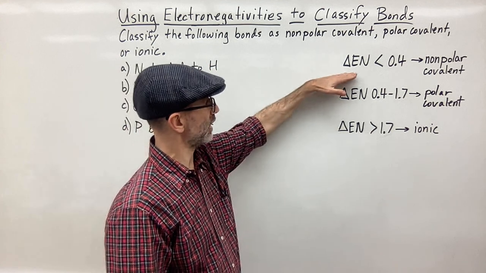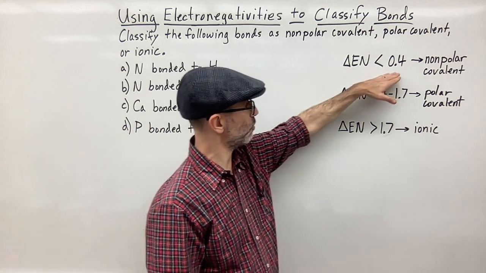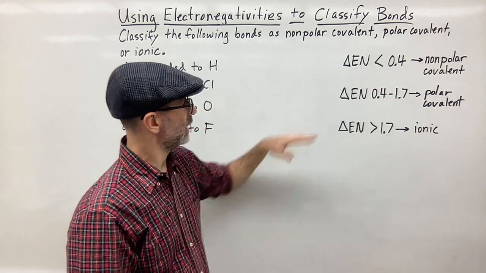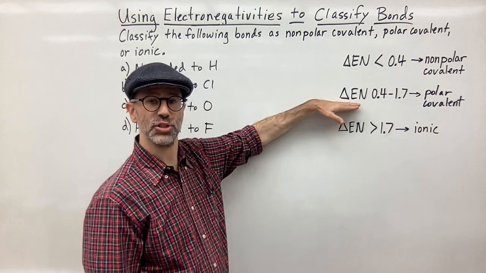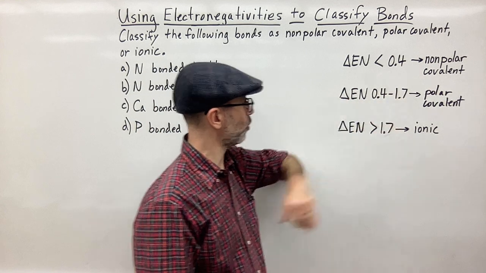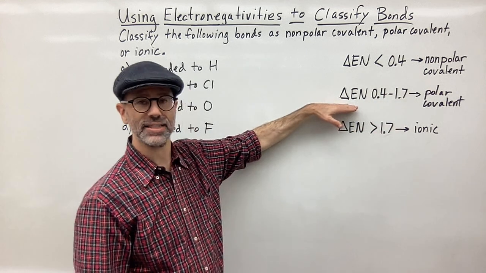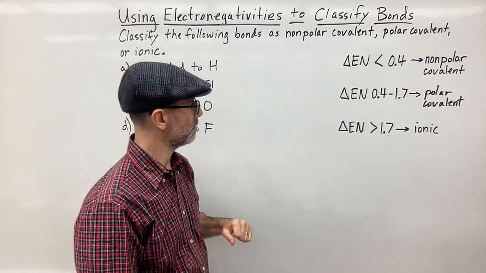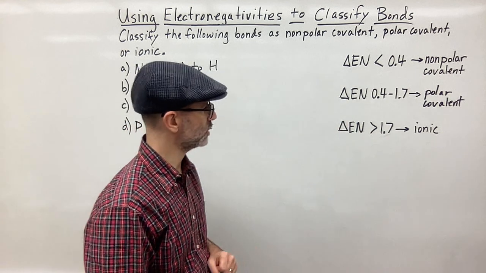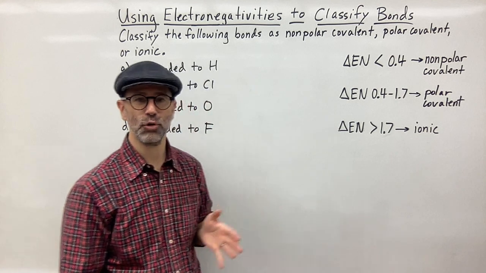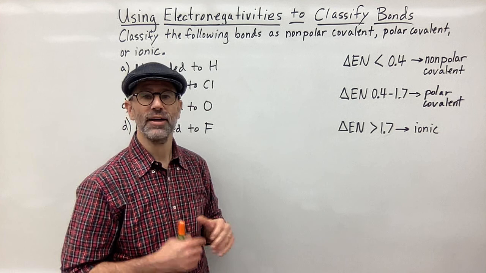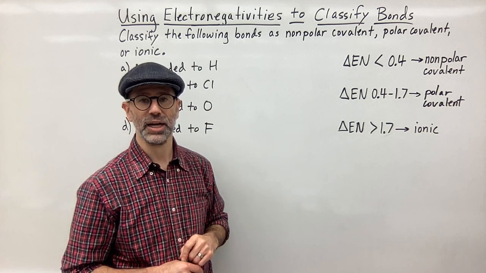If the electronegativity difference is less than 0.4, then we're going to consider that a nonpolar covalent bond. If the electronegativity difference between the two atoms is between 0.4 and 1.7, we'll include that as a polar covalent bond. And if the electronegativity difference is greater than 1.7, we'll consider that an ionic bond, unless, of course, the bond is between a metal and a nonmetal. Then we'll make that an ionic bond.